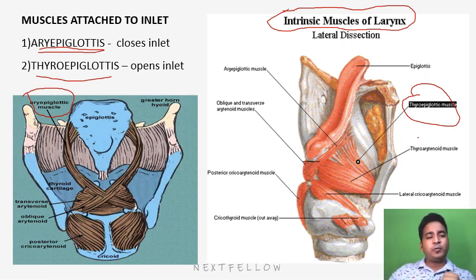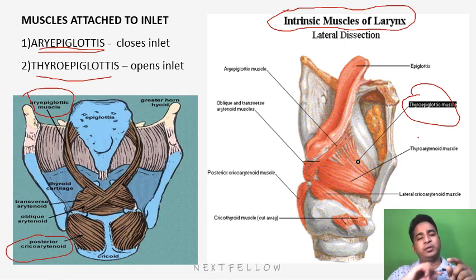Then another group of muscles are there, like the posterior cricoarytenoid. The name itself suggests it is a muscle between the cricoid cartilage and the arytenoid, attaching posteriorly. So you can see in this diagram. This posterior cricoarytenoid is the only muscle which is responsible for abduction of the vocal cords. As you can see, this is a picture of the vocal cords. So what happens? Suppose this muscle is going from behind like this.